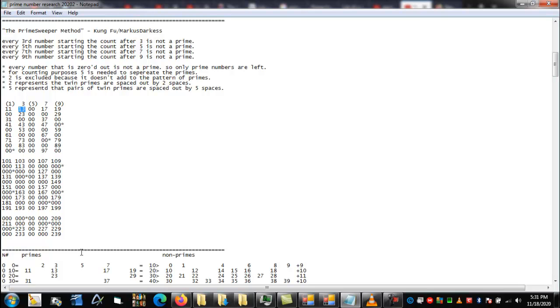And that's the important detail of that pattern, that method, the Primesweeper method. And I definitely want to give Marcus his credit for showing that little pattern. And all I'm doing is just expanding on it, putting emphasis on it: count 3 spaces, then count 5, right? Then count 7, then count 9.